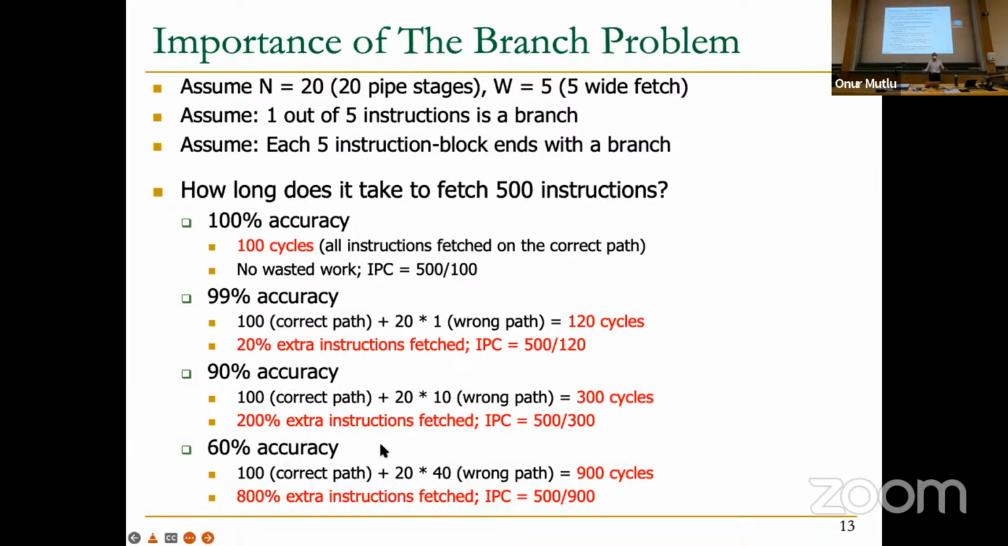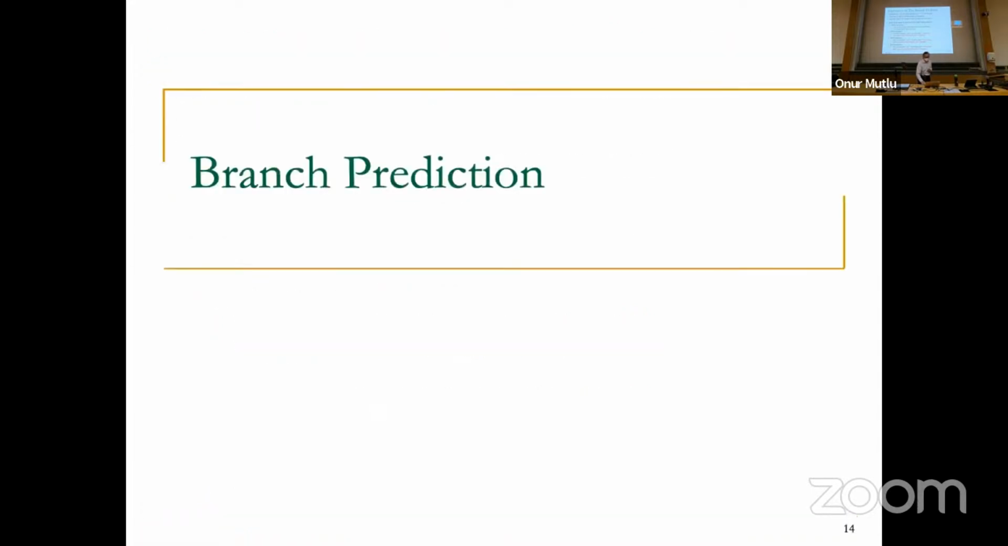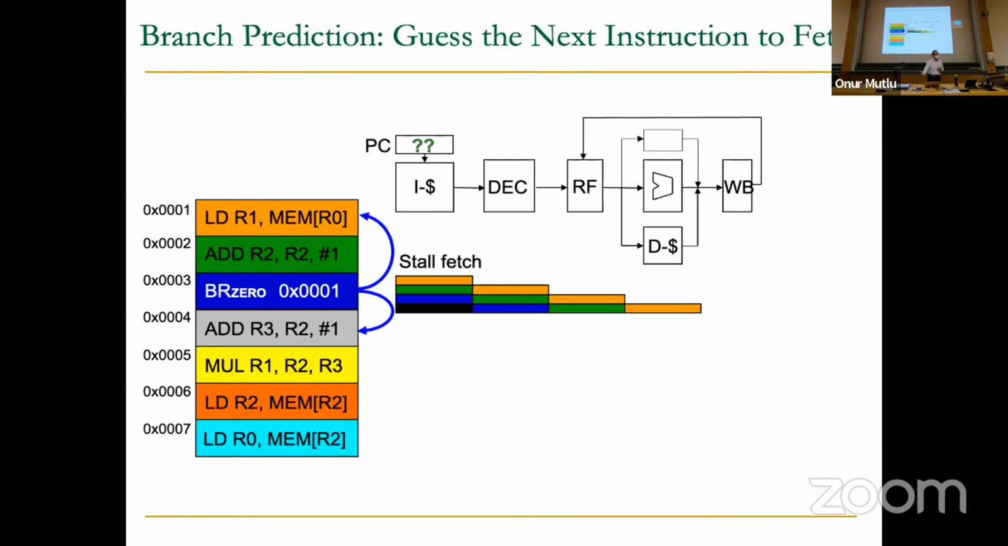But I would argue that even 90% accuracy doesn't cut it, because you're wasting a lot of power also, right? 200% extra instructions fetched. Does it really make sense to fetch, out of every 3 instructions you fetch, 2 instructions that are useless, basically? That's what this means. I'm not even going here, right? Out of every 9 instructions I fetch, 8 instructions are useless over here. So that's why branch prediction matters a lot. That's why we're going to spend, let's say, 1.5 lectures on it.